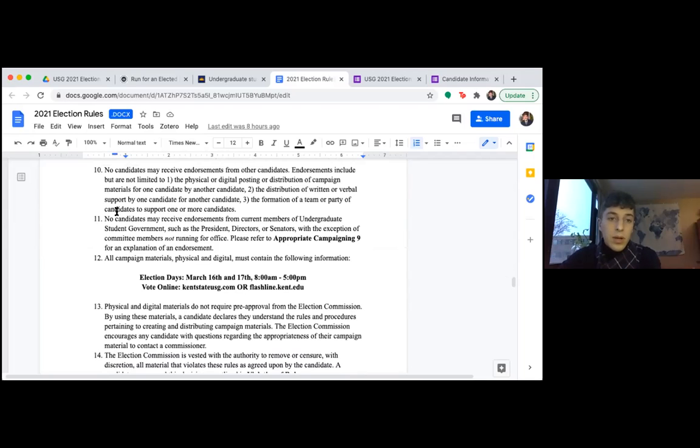That's pretty straightforward. No candidates, this is new this year, so I want everyone to take note of this. No candidates may receive endorsements from other candidates or endorsements from current members of undergraduate student government. So why is this? Undergraduate student government at Kent State does not have political parties. Political parties are a way to align candidates with each other on a specific platform, campaign together, and do so in a healthy environment and compete against what is presumably a party in opposition to whatever your values are. We don't have that. There is no formal way to organize you into groups.